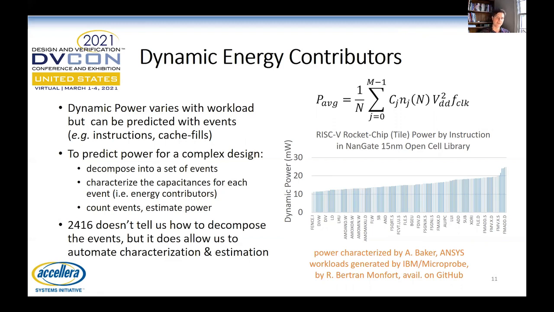So for the example that Jerry will show you later, we characterize the contributors for each RISC-V instruction running on the rocket tile, as shown in this bar chart. As you can see, over the range of instructions, the power varied by a factor of about 2.5, which is typical.